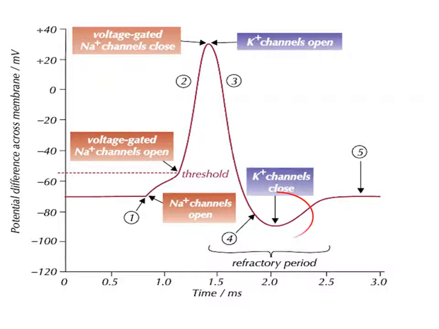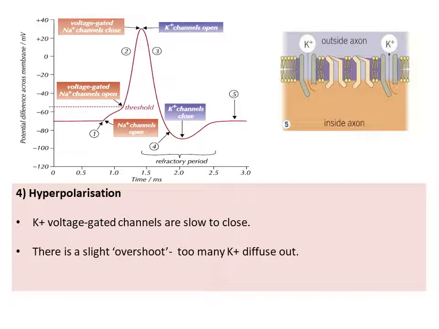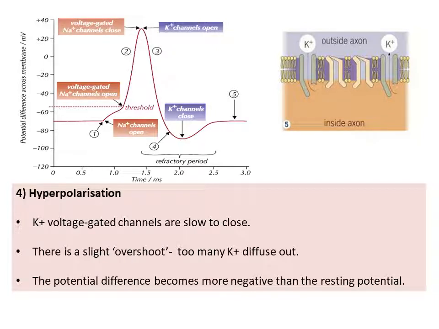We've now reached this stage where the potential difference has dropped down to less than where we started. This is known as hyperpolarization. Very simply, all that happens is, as the potassium ions have been diffusing out of the axon, some of the voltage gated channels take a little bit longer to close, so more of the potassium ions diffuse out than you would perhaps expect, and that then creates a more negative value of the charge on the inside.